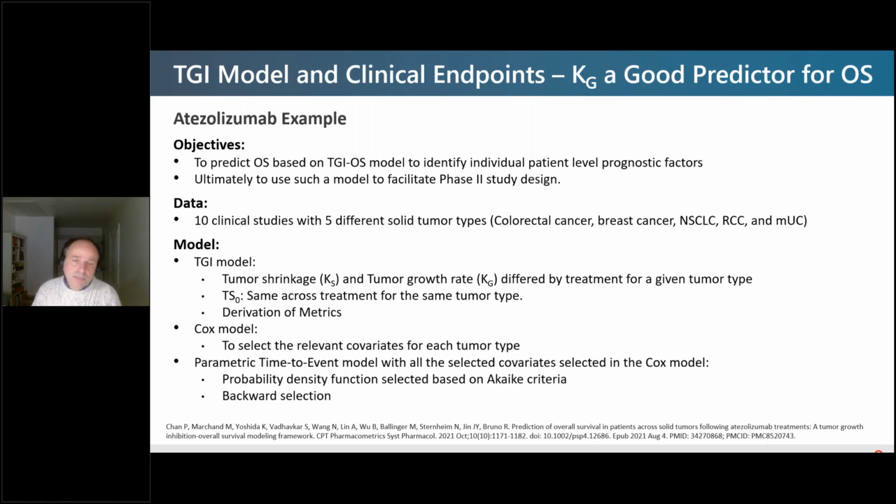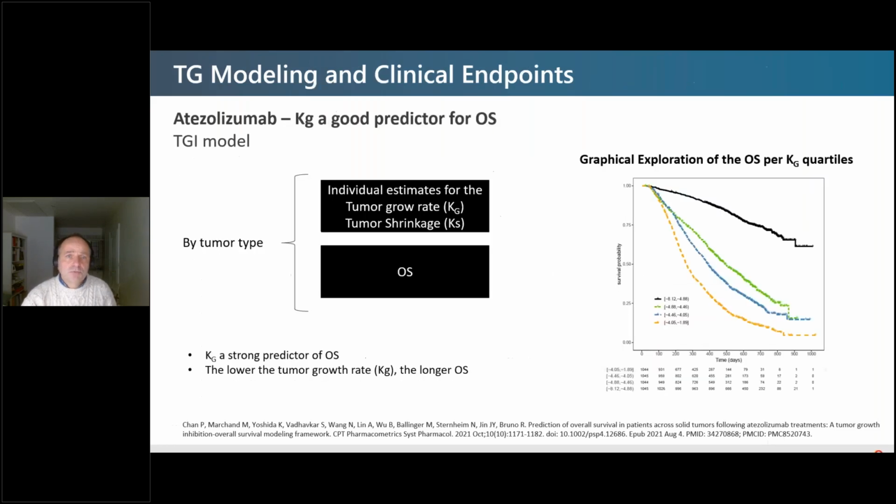So there was KG, there was KS, and there were other metrics as defined below, and they looked at what was the most relevant one using either a semi-parametric approach, whether by a Cox model, or parametric time to event. And interestingly, for these five different types of tumors, they actually came up with the same type of results.